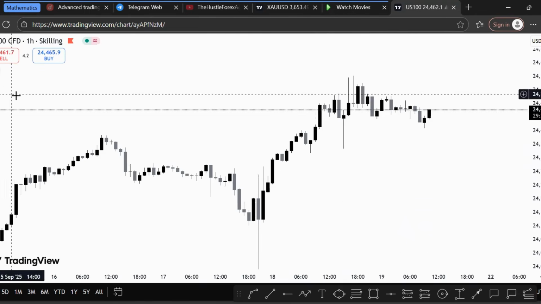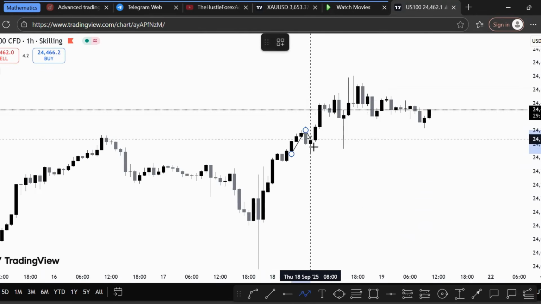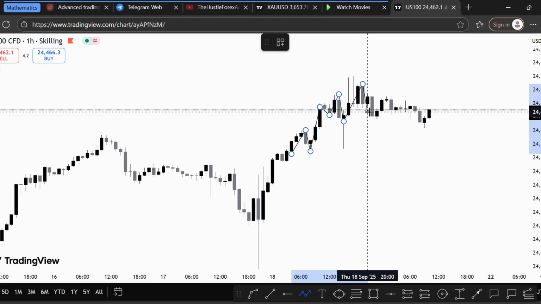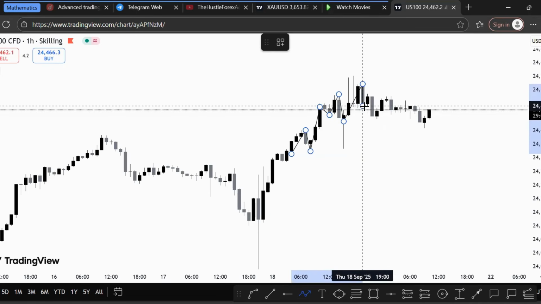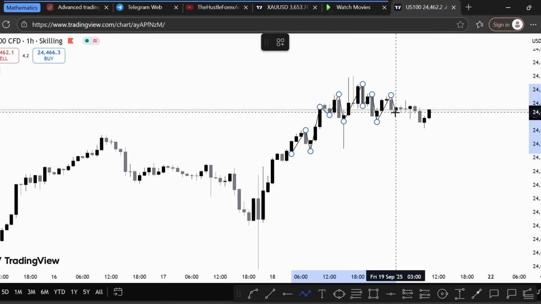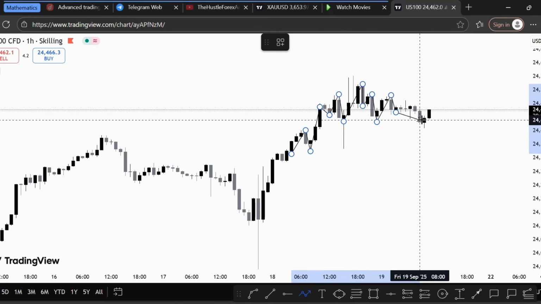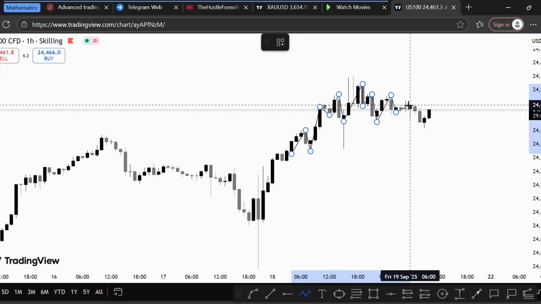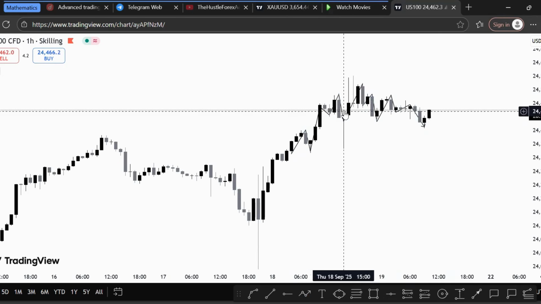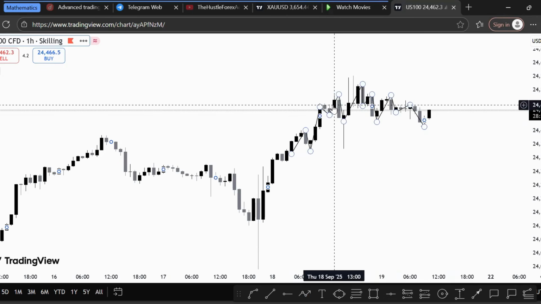So the chart started to move to the upside, giving us those higher highs, higher lows, higher highs, higher lows, higher high, lower low, higher high, higher low, lower high, lower low, lower high, all of those things, and it's starting to show that it might be bearish, giving us those lower lows, right? That is what is currently happening.